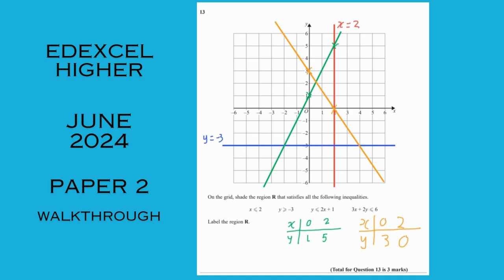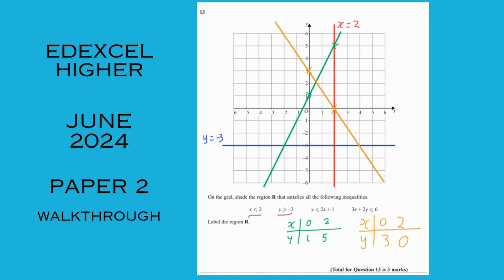So as you can see, I've drawn the x equals 2 line. Just give it in. Don't muck around. x equals 2, vertical line in red. Then I've drawn the line y equals -3, horizontal line in blue. For the other two, do a quick table of values. So as you can see, y equals 2x plus 1.